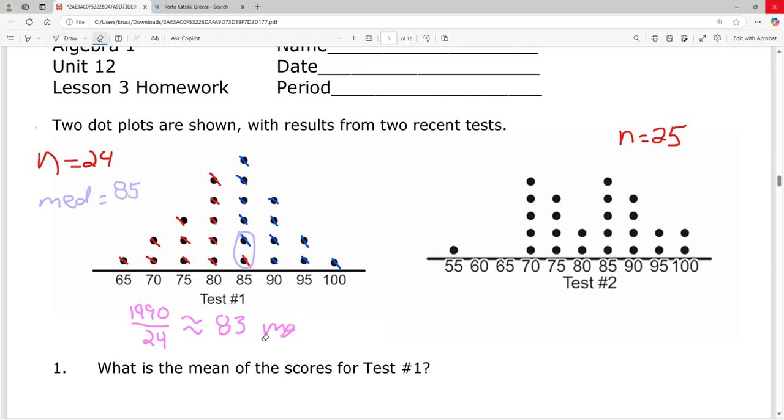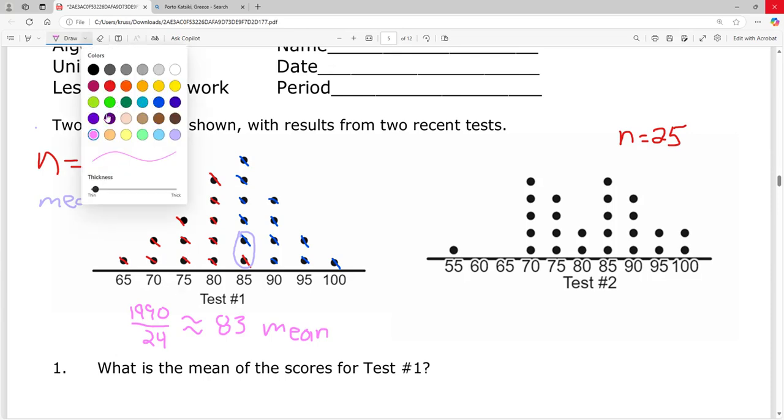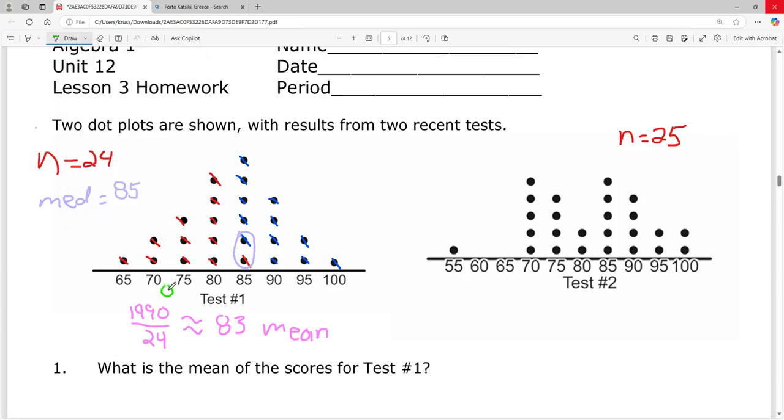It slipped on me. This is the mean, also known as the average. Right, but now let's figure out what the interquartiles are. Half of the lower data set is quartile 1, and half of the upper data set is quartile 3. So quartile 1 is going to be down here somewhere.